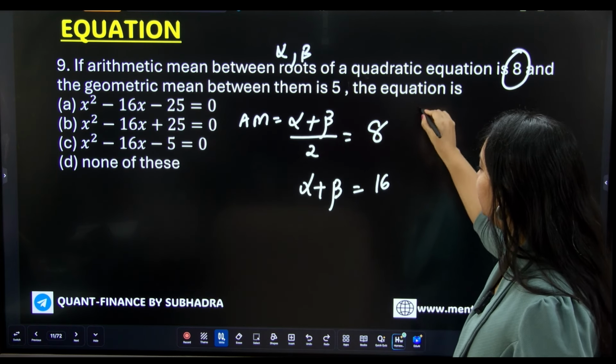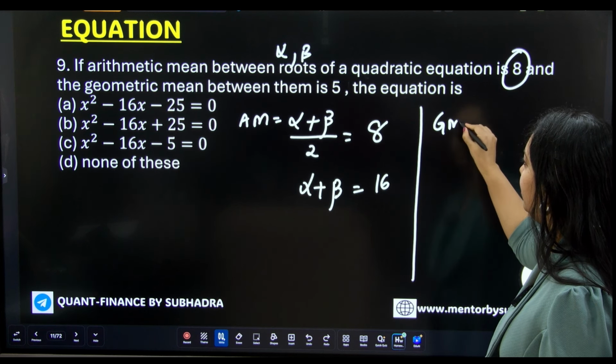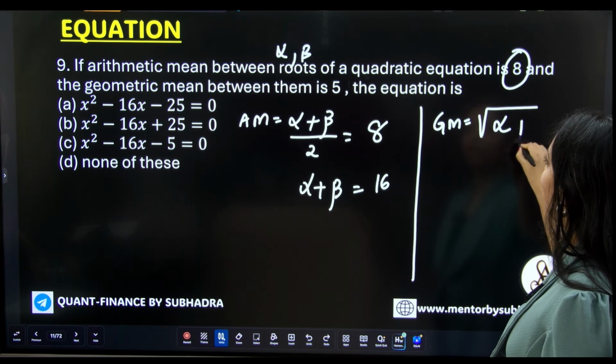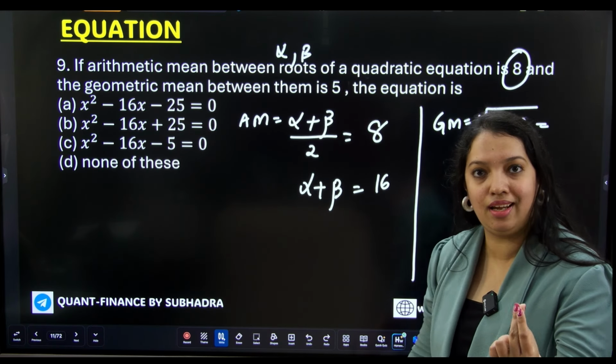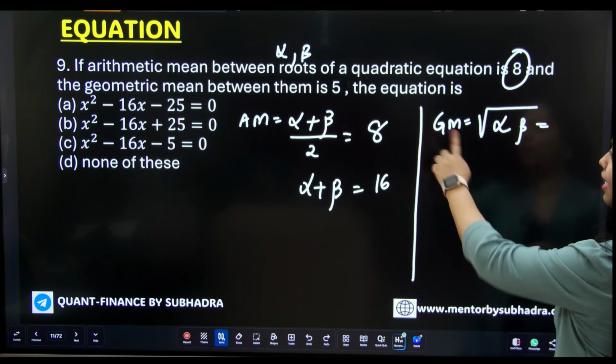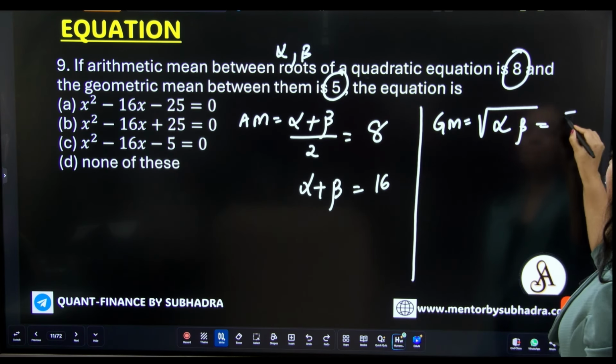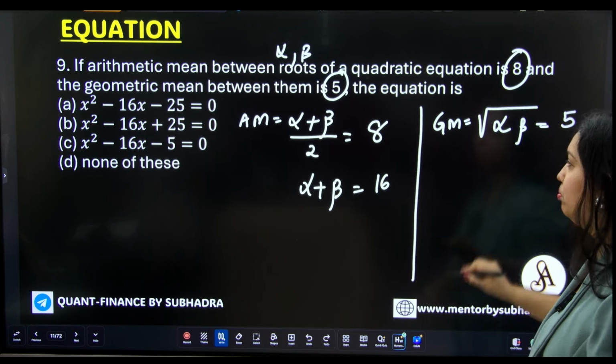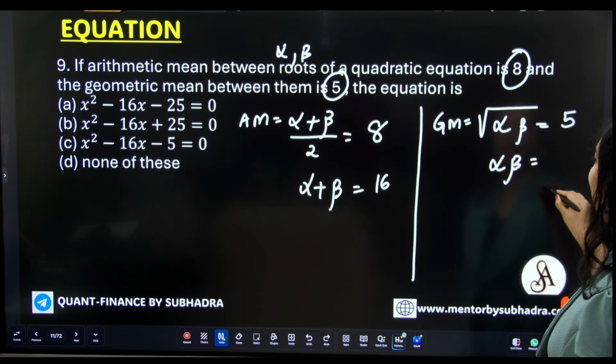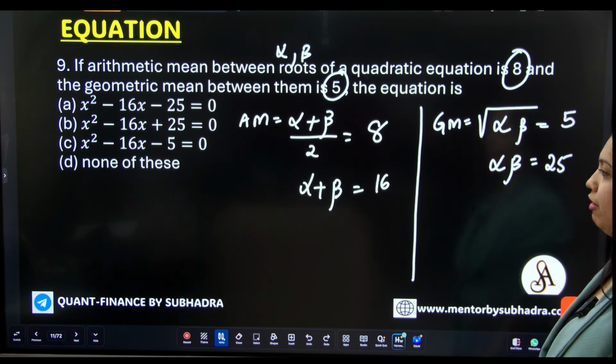The geometric mean between the two numbers is 5. What do you mean by geometric mean? Square root of alpha beta. You multiply and take the root of that number. They have given the geometric mean as 5. That means when I square on both sides, I'll get the alpha beta value as 25.